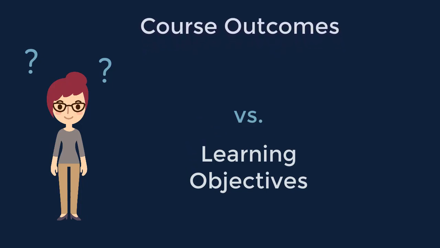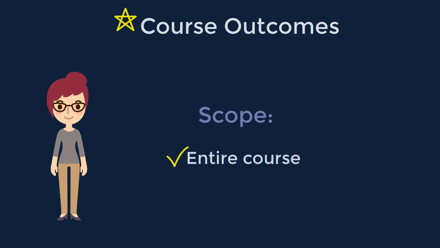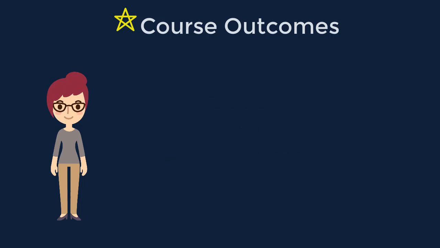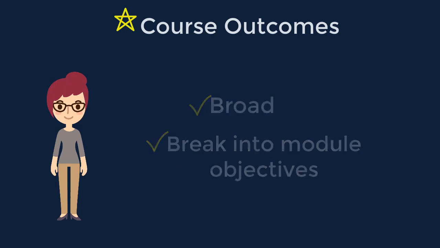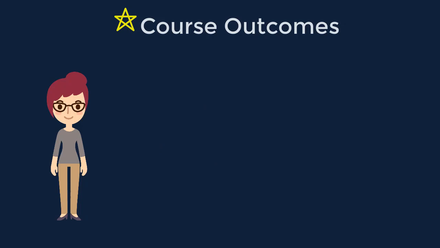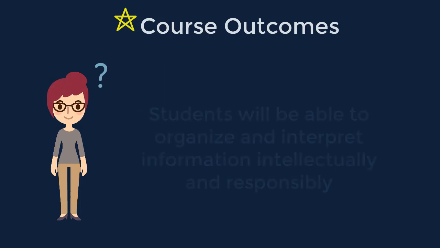The main difference between course outcomes and learning objectives is the scope of what they cover. In general, course outcomes specify what a student must know and do at the end of the course. These should be broad in nature so that they can be broken down into module objectives, which we will discuss shortly. Because they address the entirety of the course, these outcomes should be written at a higher Bloom's knowledge level than module objectives. What does this mean?